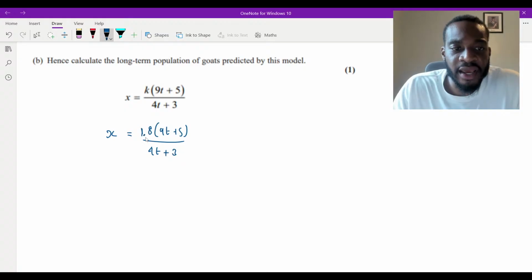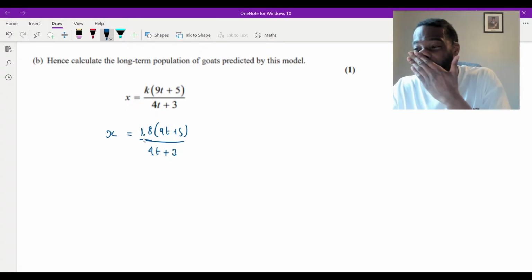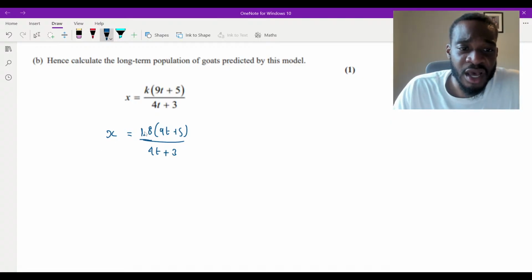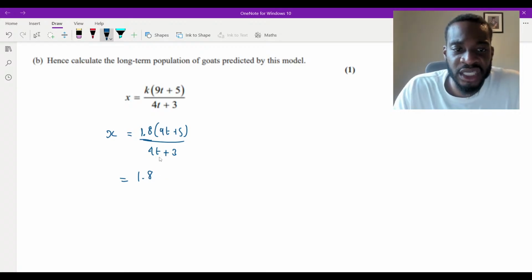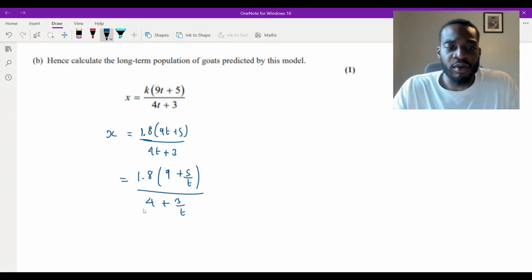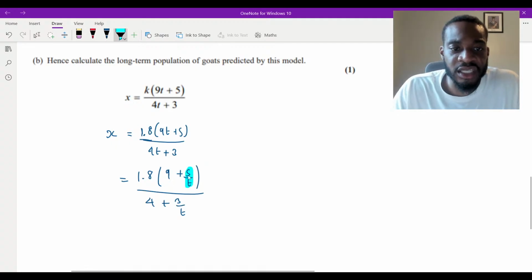All you want to do, guys, if worst comes to worst, is just plug in a really, really big number and see what happens. But you can do this algebraically. Whenever you've got these types of rational functions, just divide everything by the most dominant term, which is t. So it's going to be 9 plus 5 over t, over 4 plus 3 over t. And then what you want to do is say, well, what will happen as t gets really, really big? These expressions here are going to disappear, aren't they?